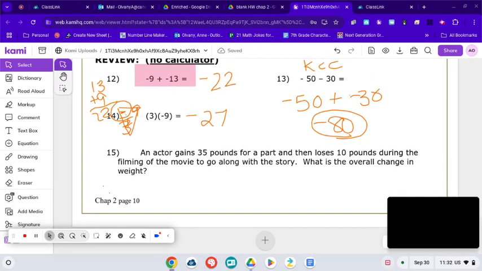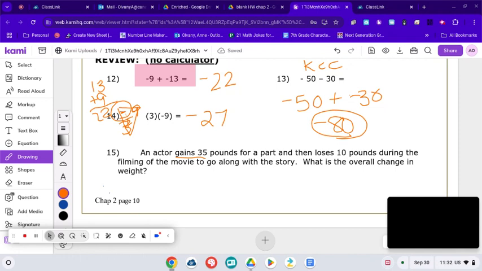And if an actor gained 10 pounds, that's a positive. And then he loses 10 pounds, we're going to take away 10. What's the overall change? That's 25 pounds. Okay, so that's finishing up today's homework.